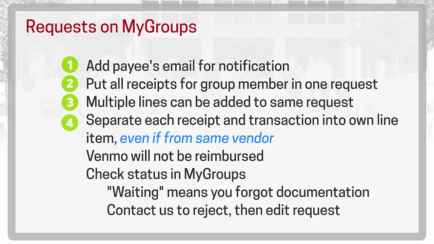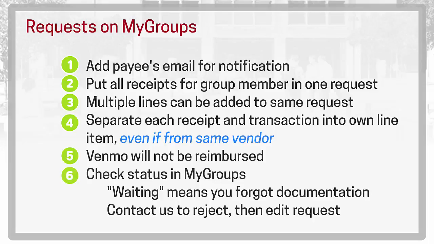Separate each receipt and transaction into its own line item, even if it's from the same vendor. If someone has 3 Safeway receipts from 3 separate transactions, each transaction, regardless of the vendor, needs its own line. Payments made through payment sharing apps like Venmo or PayPal will not be reimbursed.